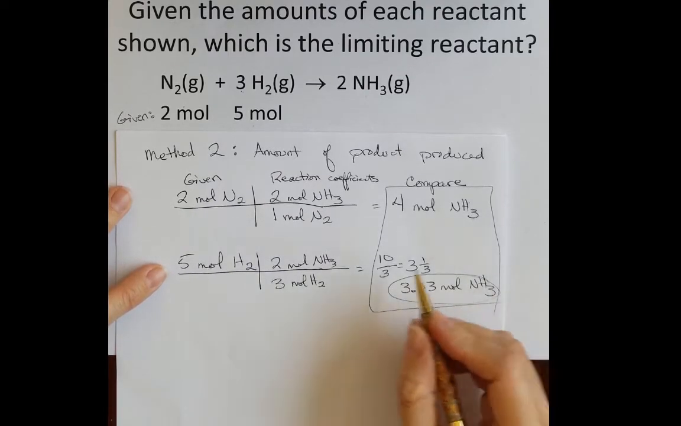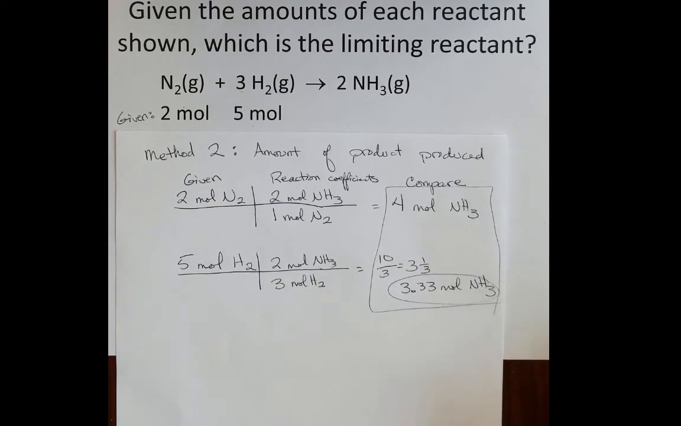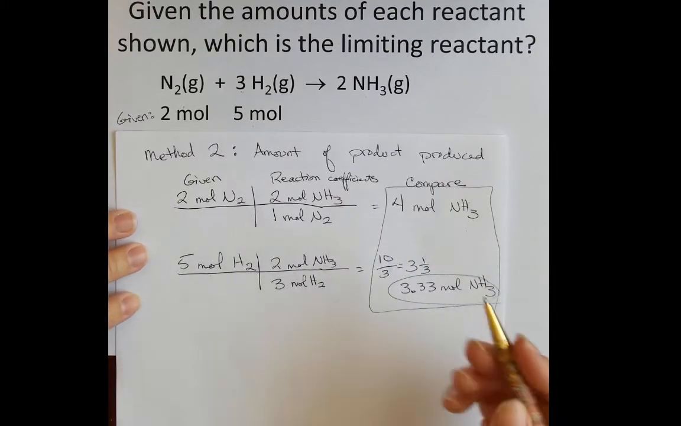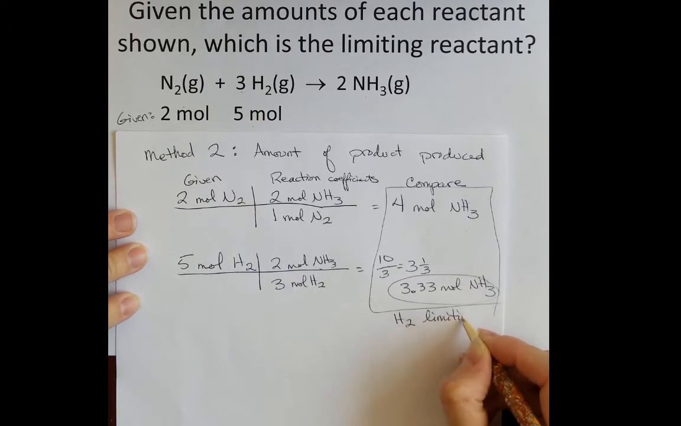This goes back really well to a food analogy where you're like, oh, I have a whole loaf of bread and I could make lots of sandwiches, except I don't have very much peanut butter. So the peanut butter is going to be that limiting reactant. So in this case, my hydrogen is going to be my limiting reactant.